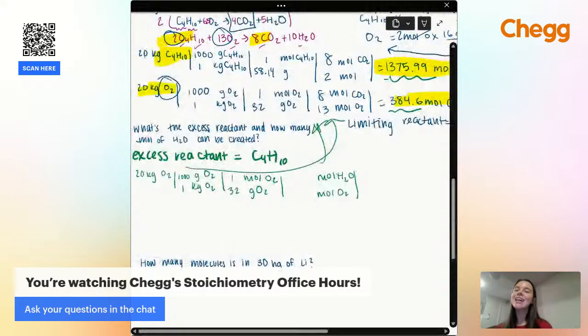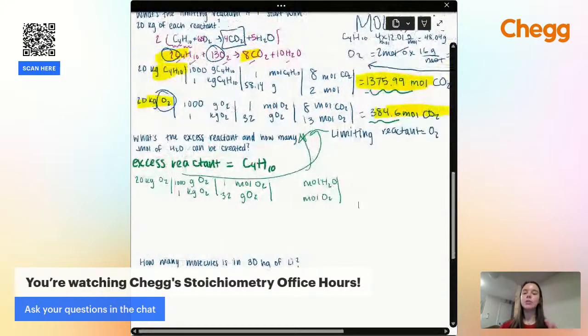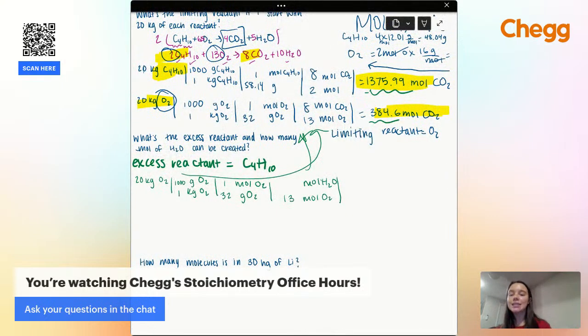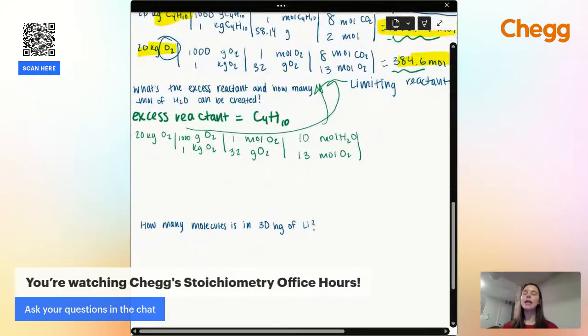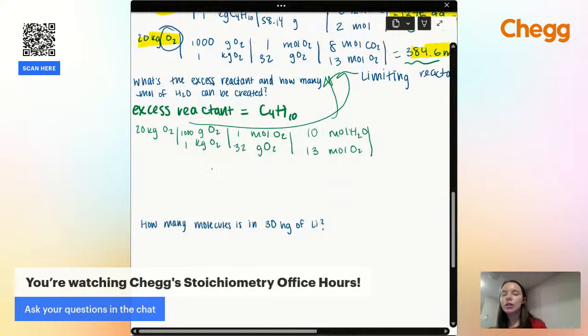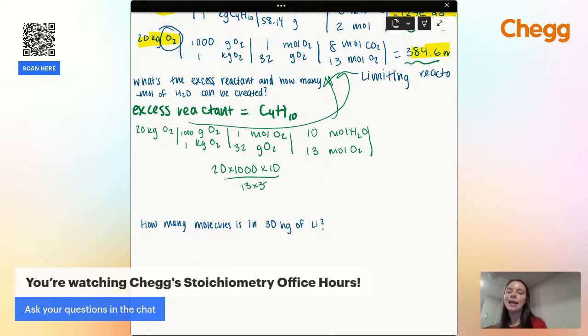Okay, so back to that balanced chemical equation, we look at those coefficients. So we have 13 as the coefficient for our oxygen and 10 as the coefficient for our water. So now we're going to put that in our calculator. We're going to put 20 times 1,000 times 10 over 13 times 32, and that's going to give us our moles of H2O. So you've got 30 seconds. Put that in your calculator.